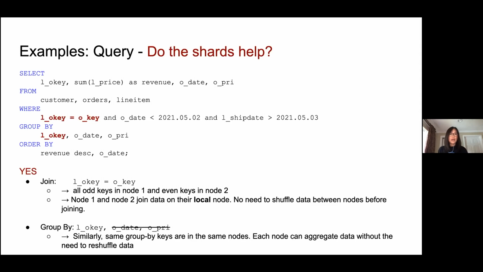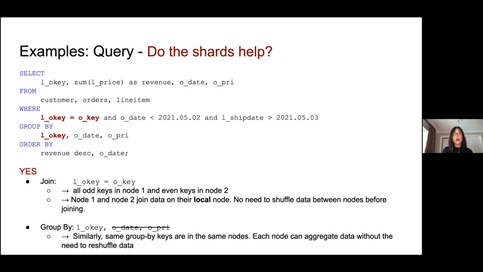So with that, I look at the query and I say, yes, there are benefits. If you look at the red highlight, the first thing is about the join: the line items table and the order table are joined on the order key. You see the odd keys on node number 1 and the even keys on node number 2. So when they do the join, node 1 and node 2 don't need to talk with each other. We don't need to shuffle the data between the nodes.